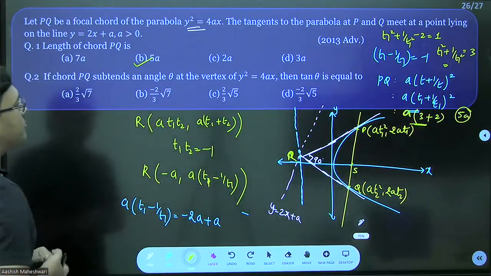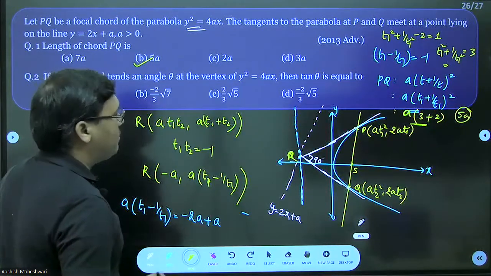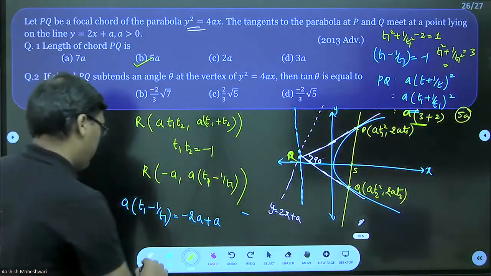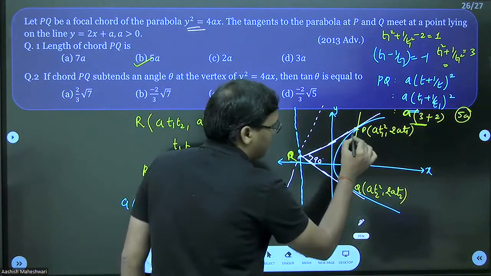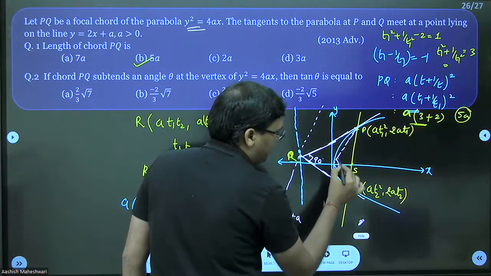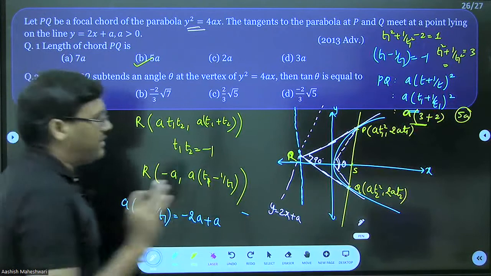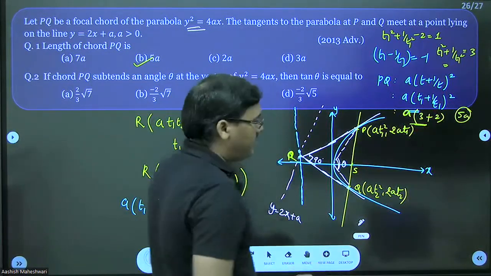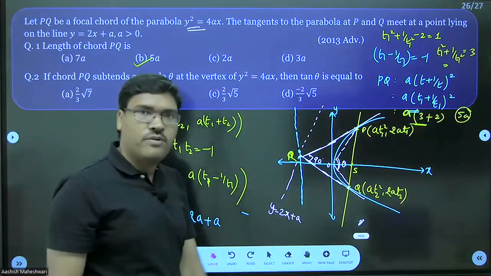Now look carefully at the second part. If the chord PQ subtends an angle theta at the vertex, so PQ is subtending angle theta at the vertex. This chord PQ subtends angle theta like this, okay? Then what is tan theta? Ultimately you have to find the value of tan theta. To find it, what is required? The slope of OP and the slope of OQ. tan theta is m1 minus m2 upon 1 plus m1 m2.